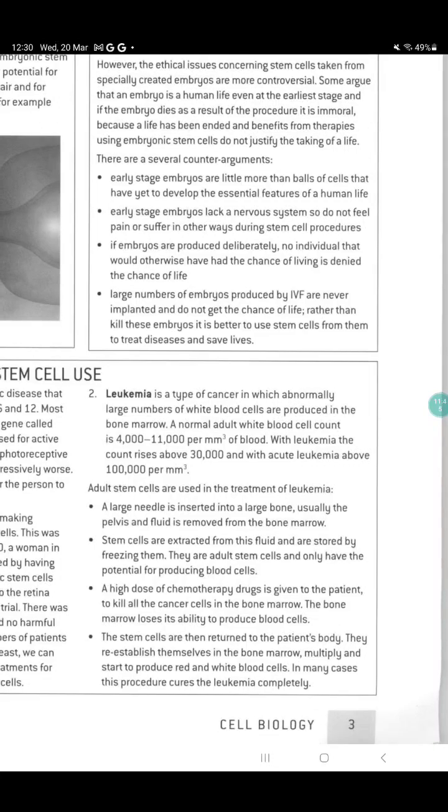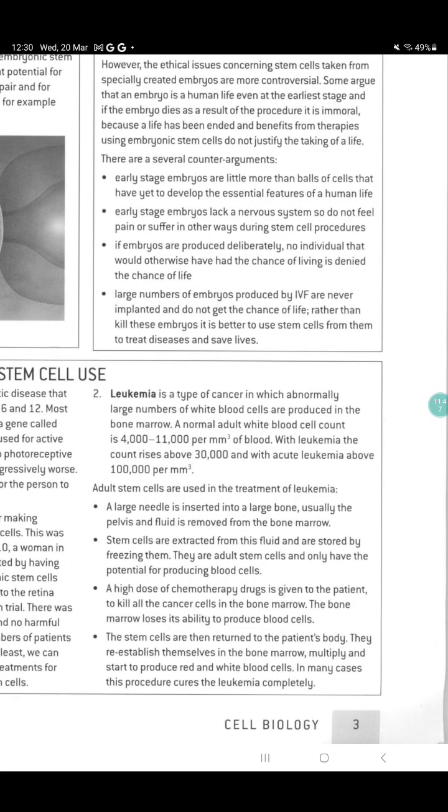Okay, so for a person with this disease, a large needle is inserted into a large bone, usually the pelvis, and the fluid is removed from the bone marrow. The stem cells are extracted from this fluid, stored and frozen. These adult stem cells only have the potential for producing blood cells.